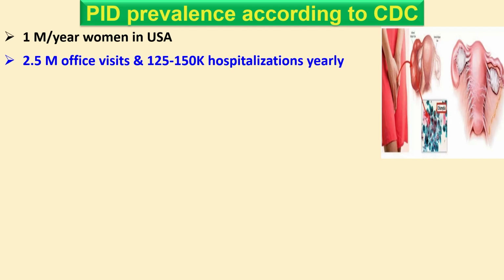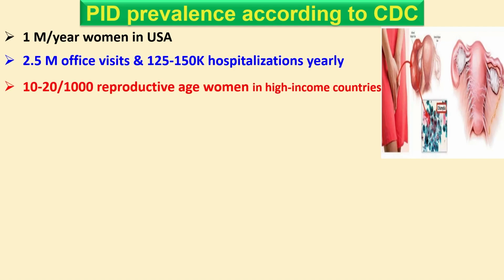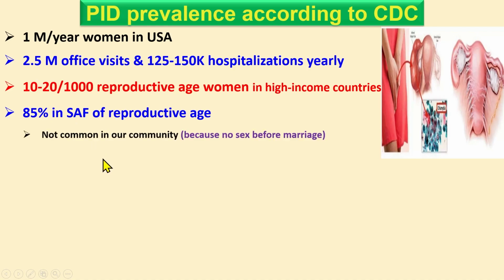Okay. So what is the prevalence? One million women present each year in the USA, with 2.5 million office visits, and 100 to 150K hospitalized due to complaints of PID. And 10 to 20 out of 1,000 reproductive age women in high income countries present with PID, and 85% are sexually active females. It's not common in our community because there is no sex before marriage, so it's associated with the sexually active female.